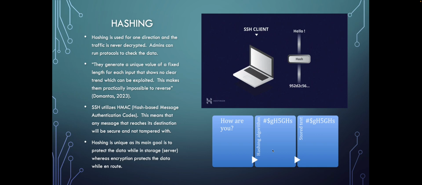Hashing is unique because its main goal is to protect the data while it is in storage. So while it is at the server, it is protected, whereas encryption protects the data while en route. So with symmetric and asymmetric, the protection comes while that message is en route, and hashing is used to protect the data while it's in storage. And admin users can run certain protocols again to check the data as it is in storage, or when it reaches its destination.